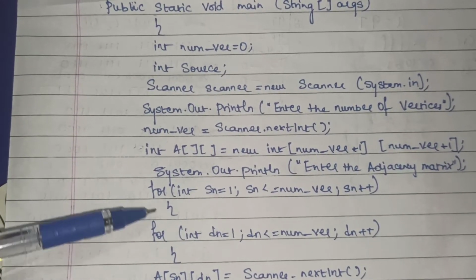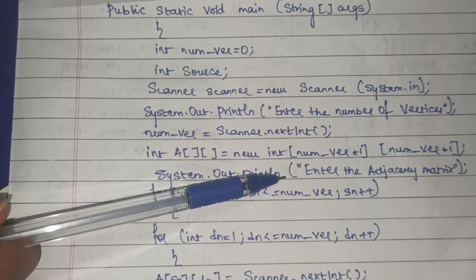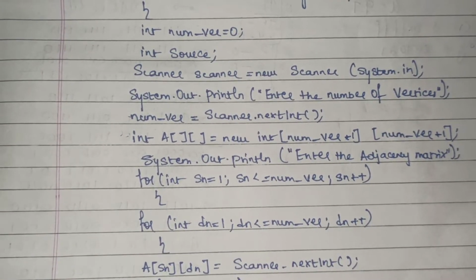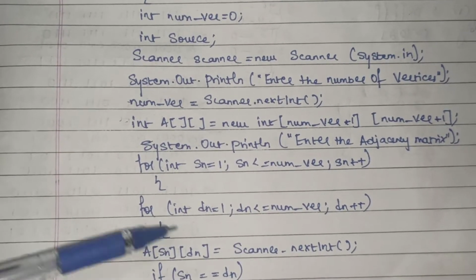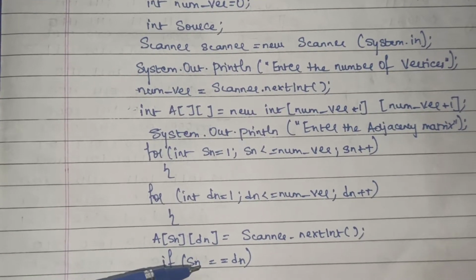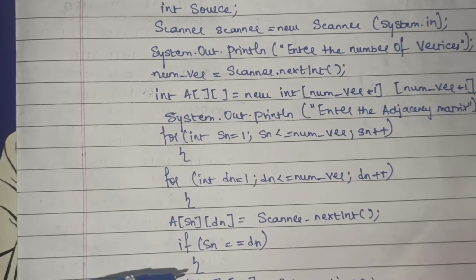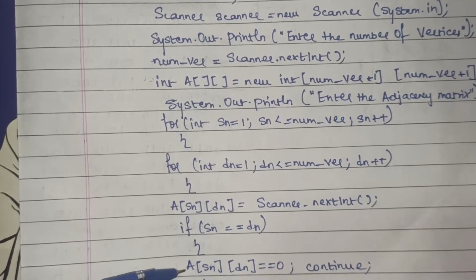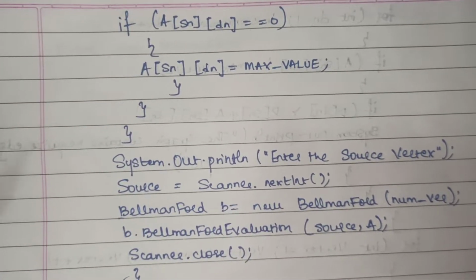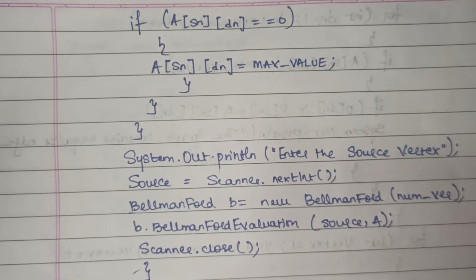Then you'll run two for loops, from source, with source less than or equal to number of vertices, and destination less than or equal to number of vertices, and this will be run. You'll ask the user to enter the values for each of the rows and corresponding columns. If the source and destination are equal, suppose say A to A, that means it is a self loop, then the adjacency matrix value will be equal to 0, and you continue.